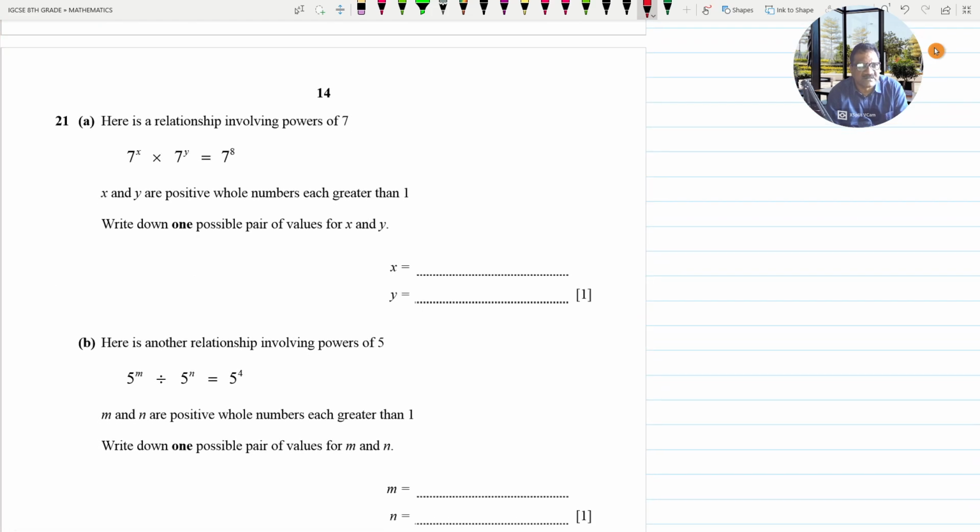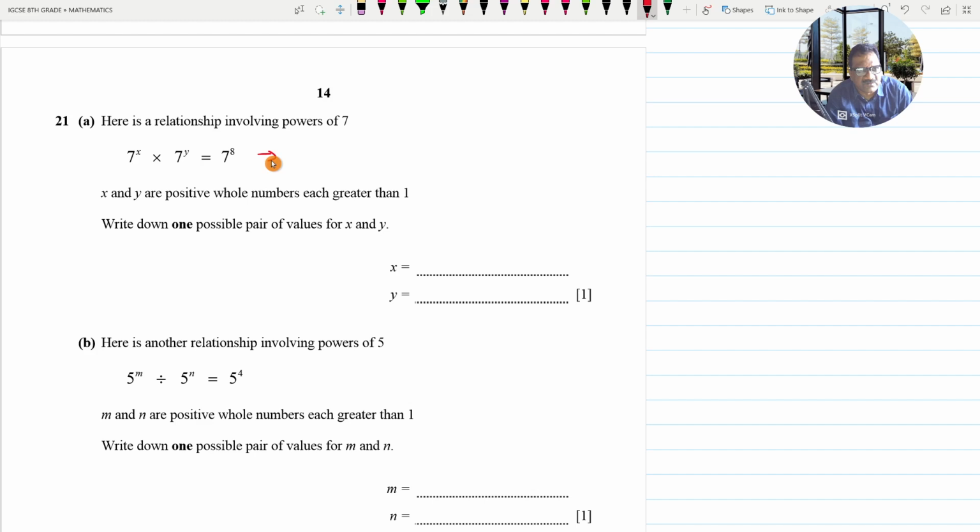This is question number 21. Okay. So let us get started. Question number 21 says that here is a relationship involving powers of 7. So 7 raised to x into 7 raised to y is equal to 8. This is the relationship given. x and y are positive whole numbers, each greater than 1. So write down the possible pair of values of x and y.